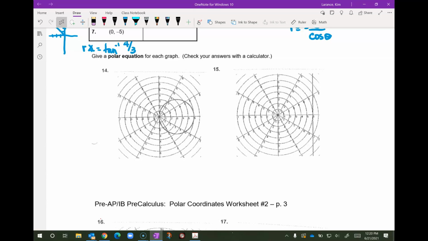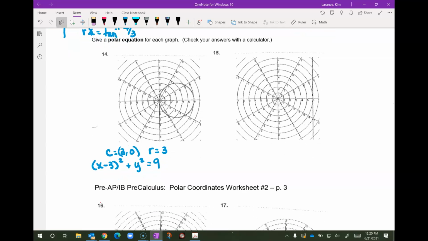Number 14 appears to be a circle. It appears to be a circle with center at 3, 0, and a radius also of 3. So if we write this in rectangular form, we would get x minus 3 squared plus y squared equals 9. So that's our rectangular equation. But what would our polar equation be?